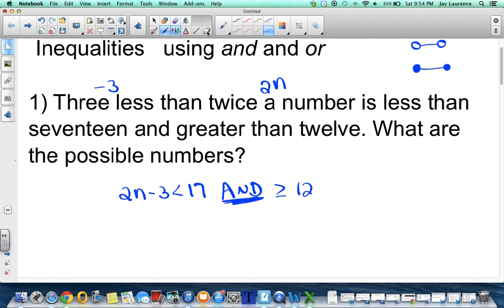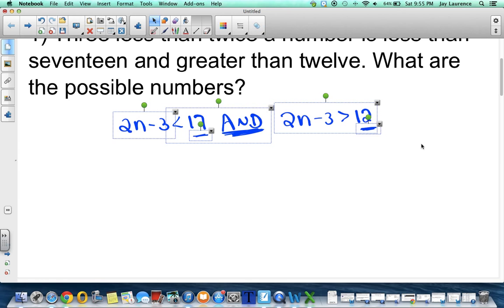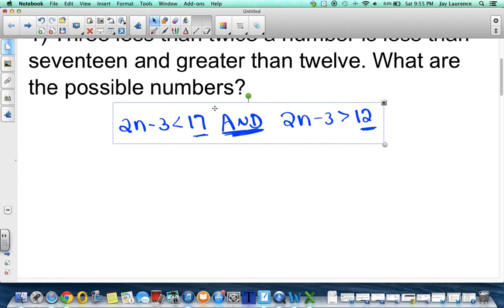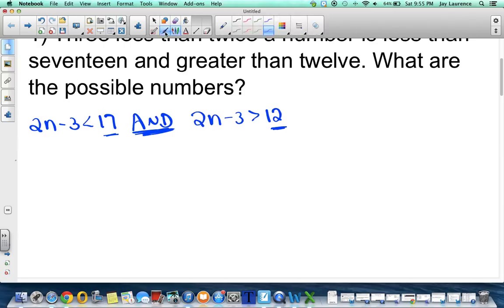Do I just go like this? No, that would be terrible. What I need to do is rewrite the 3 less than twice the number, and that's greater than 12. There we go. That looks better. Now, by the way, with ands, you see how 12 is going to be less than 17? If I wanted to, I could rewrite this a little bit differently. I'm going to solve this just like you think I should, but then I'm going to show you another way to do it.